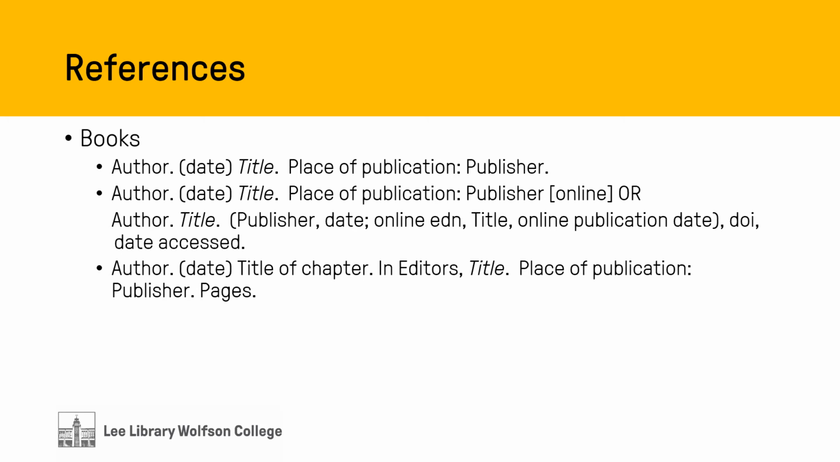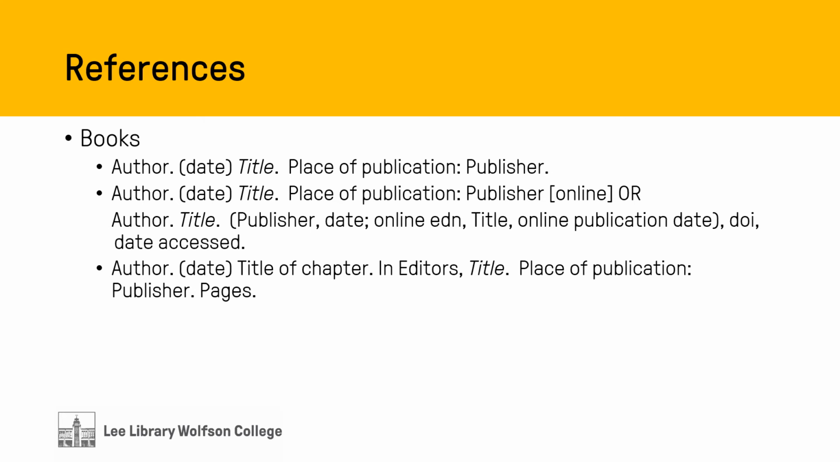For an online book, sometimes it's enough to record it in the same way you would a printed book, but to put online in square brackets. Other times you might need a DOI, you might need the date accessed, and that's simply because some of that publication data isn't available in an online format.